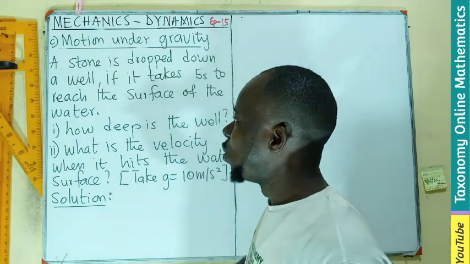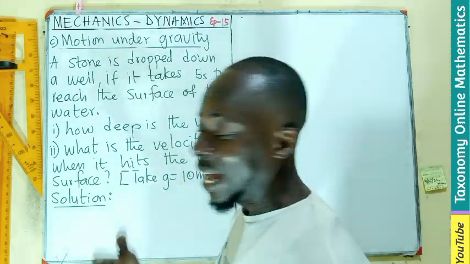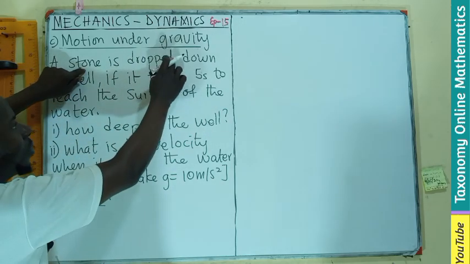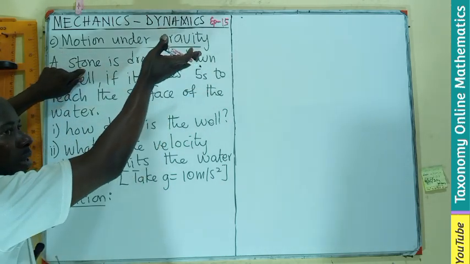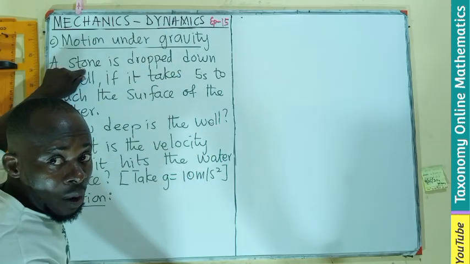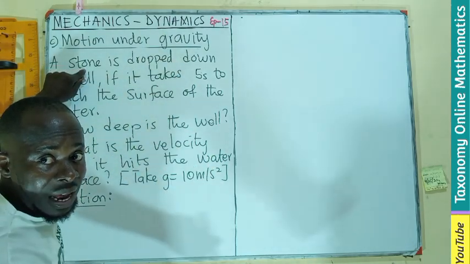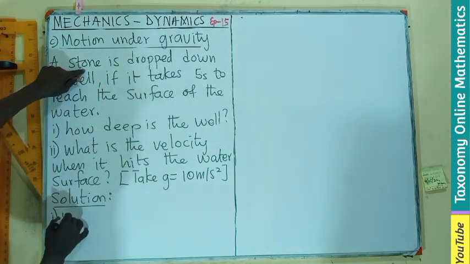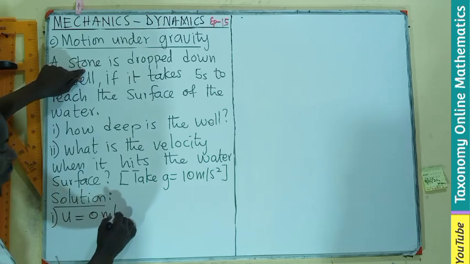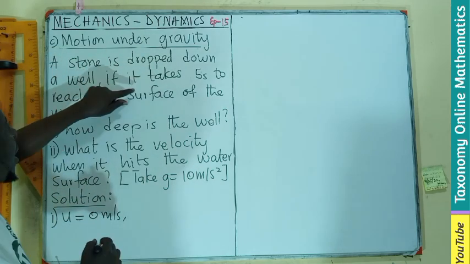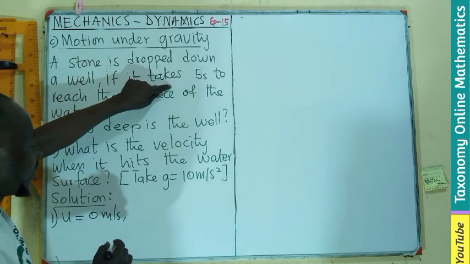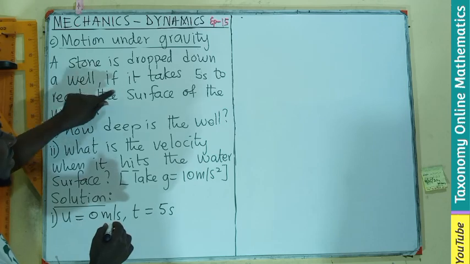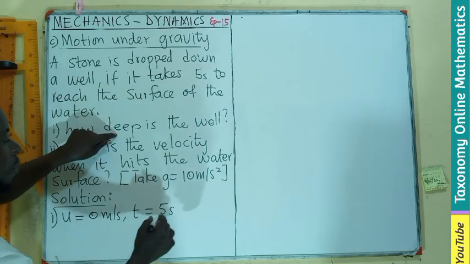For the first one, we need to bring out the information that is there. A stone is dropped, so the stone is going to move vertically downward, in line with the force of gravity, so positive. But at the point where it is dropped, the initial velocity becomes 0 meters per second. It takes 5 seconds, so time is 5 seconds to reach the surface of the water. We're looking for how deep, which is what?